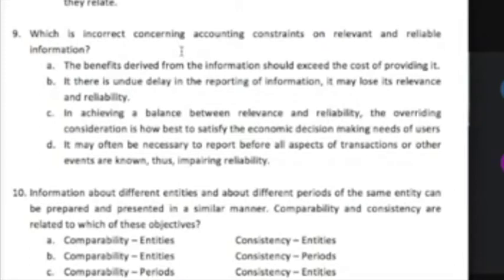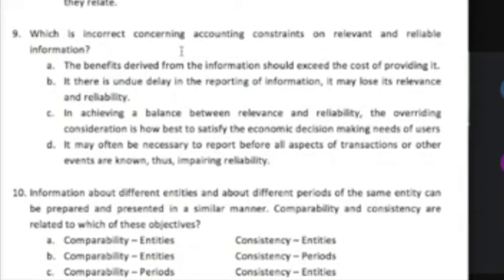But important to note, class, I think number 9 is an old question, class. This is a question from the old framework. I hope you've noticed that the latest framework was issued in March 2018, class. And in the March 2018 framework, we no longer have relevance and reliability. Before, these are the two most important considerations, class: relevance and reliability.